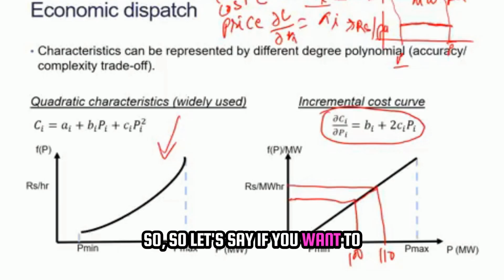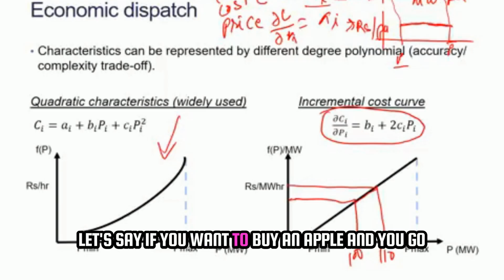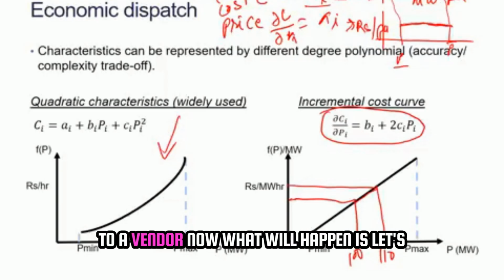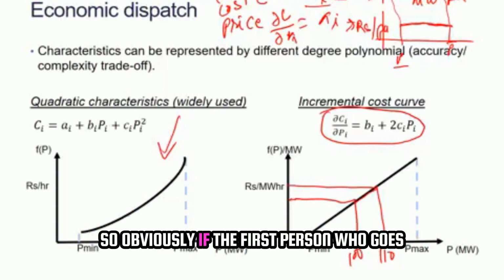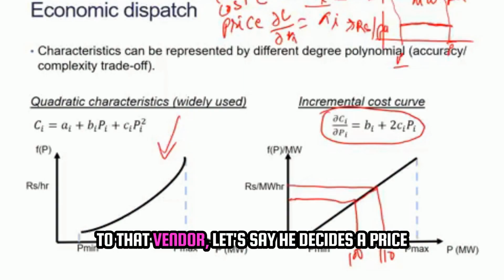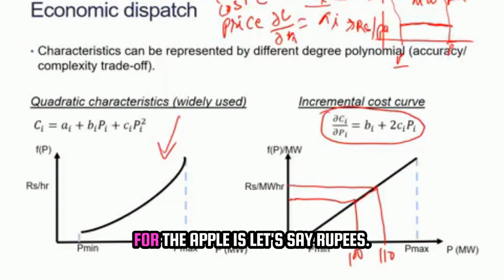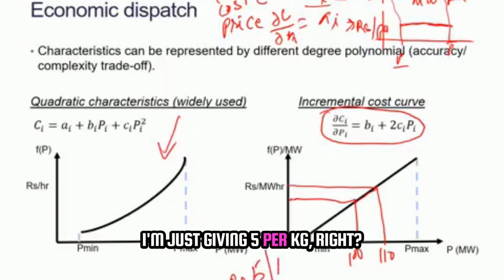So let's say you want to buy any vegetable, or let's talk about fruits. Let's say you want to buy an apple and you go to a vendor. Let's say the vendor has 100 kgs of apples. Obviously, the first person who goes to that vendor, he decides a price for the apple, let's say rupees 5 per kg. I'm just giving an example.